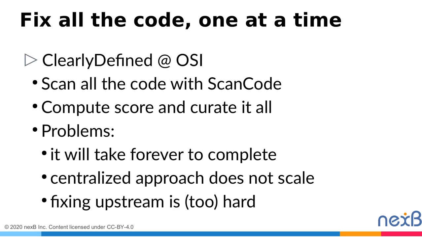So, fix all the code. That's the approach taken by the ClearlyDefined project that's incubating at the OSI. What the project is doing is scanning all the code, literally tens of millions of packages, with ScanCode. It's computing the clarity score, and then there's a team of curators, literally people well-versed in open source licensing, who are reviewing and creating all these licenses. The problem there is that it's likely to take forever to complete, and it's a very centralized approach, which I think eventually has a lot of difficulties to scale.